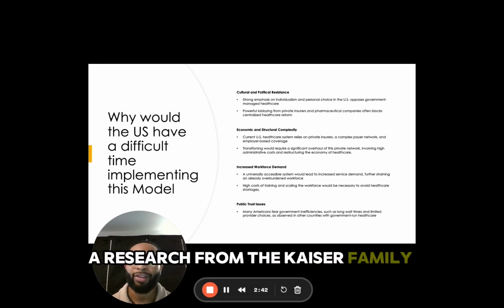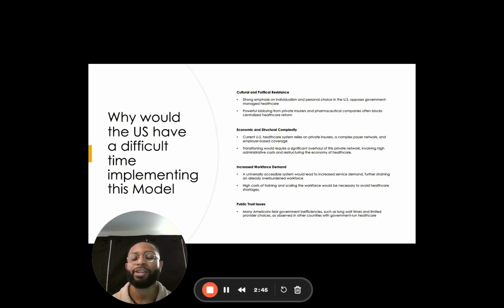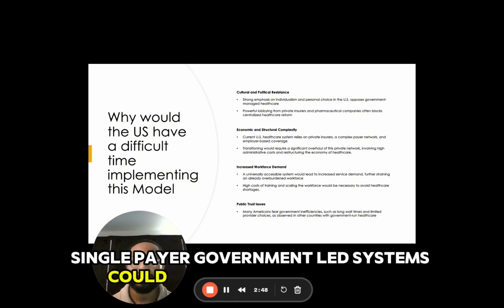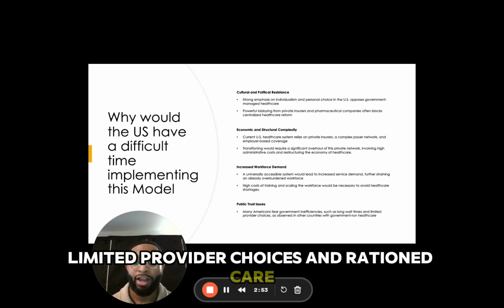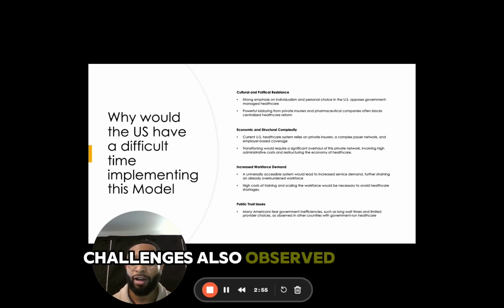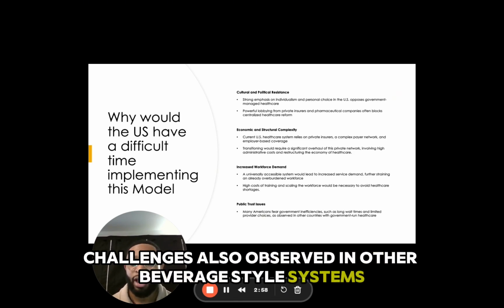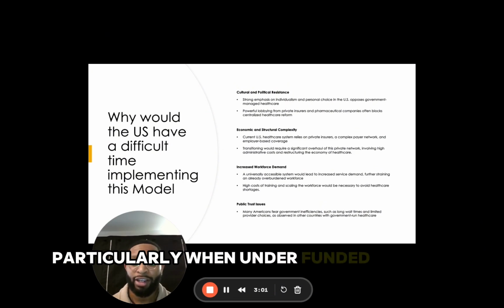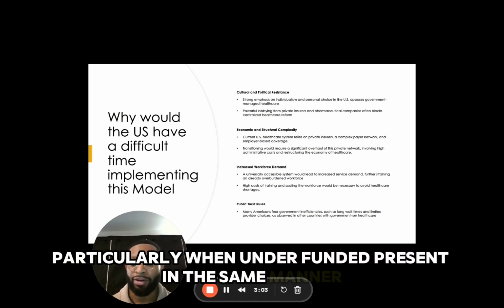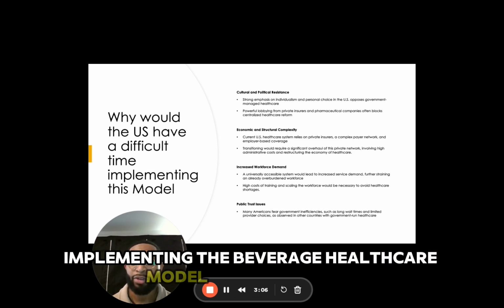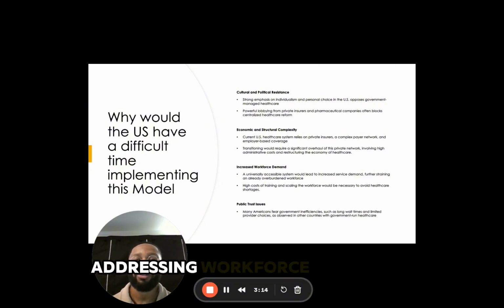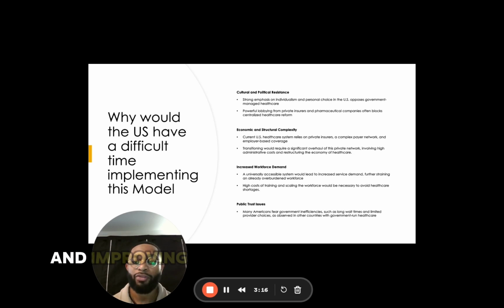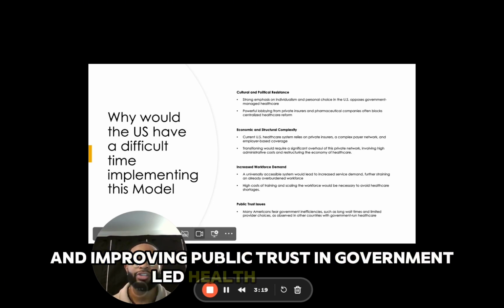Research from the Kaiser Family Foundation suggests that Americans worry single-payer and government-led systems could lead to long wait times, limited provider choices, and rationed care. Challenges are also observed in other Beveridge-style systems, particularly when underfunded. Implementing the Beveridge healthcare model in the US would thus require overcoming cultural resistance, restructuring the economy of healthcare, addressing workforce shortages, and improving public trust in government-led health solutions.